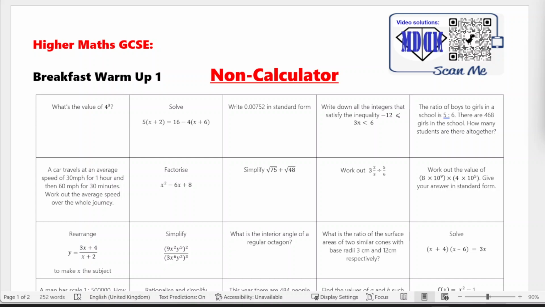Okay, so question one, what is the value of 4 cubed? Well, 4 cubed is 4 times 4 times 4. It's going to be 16 times 4, which is going to be 64.